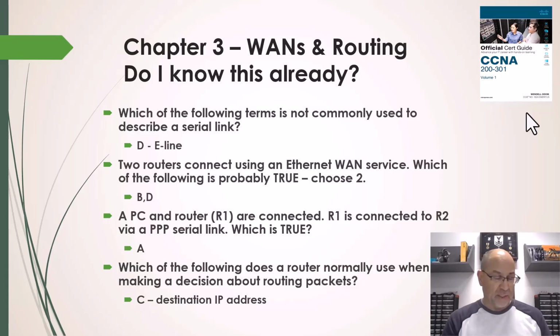And PC1 sends data to PC2. Router 1 removes the Ethernet header and trailer. Which of the following is true? Well, the answer to this one is that router 1 does not use the removed Ethernet header or trailer again. And we will see that routers destroy layer 2 frames and then move on.